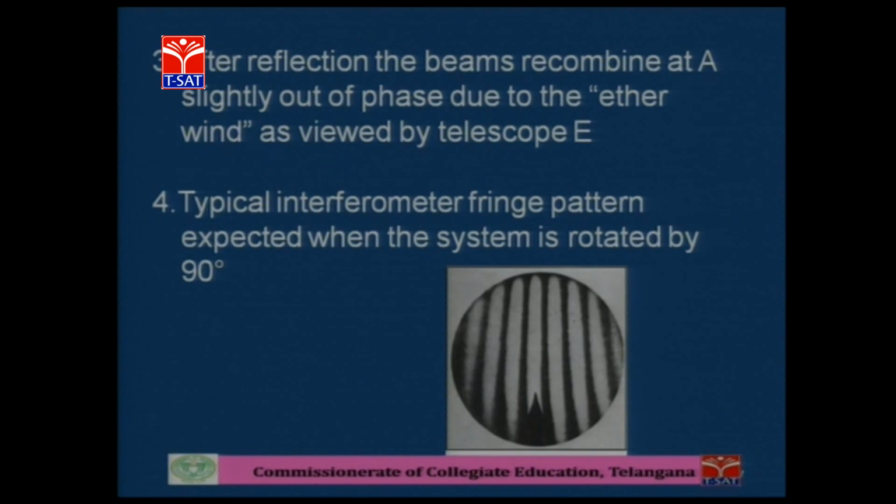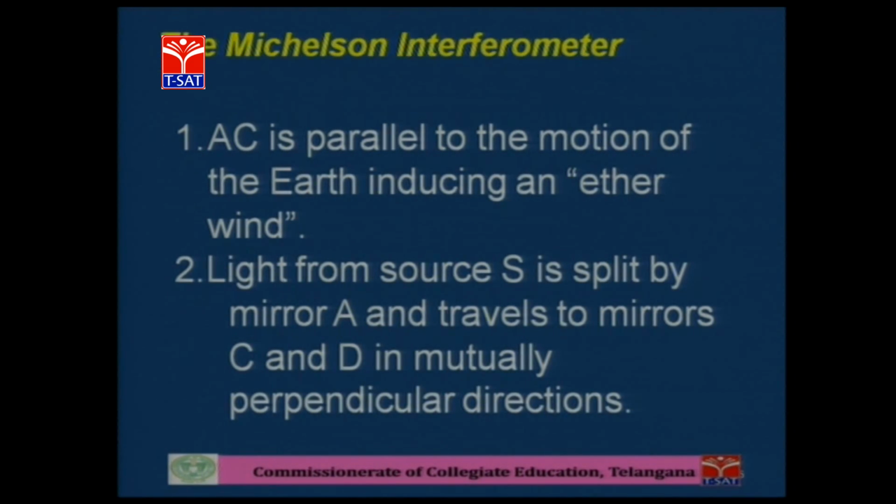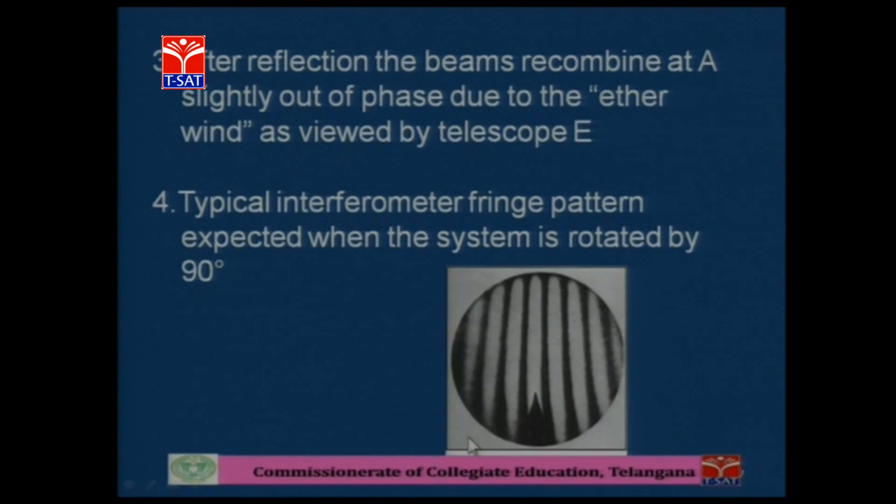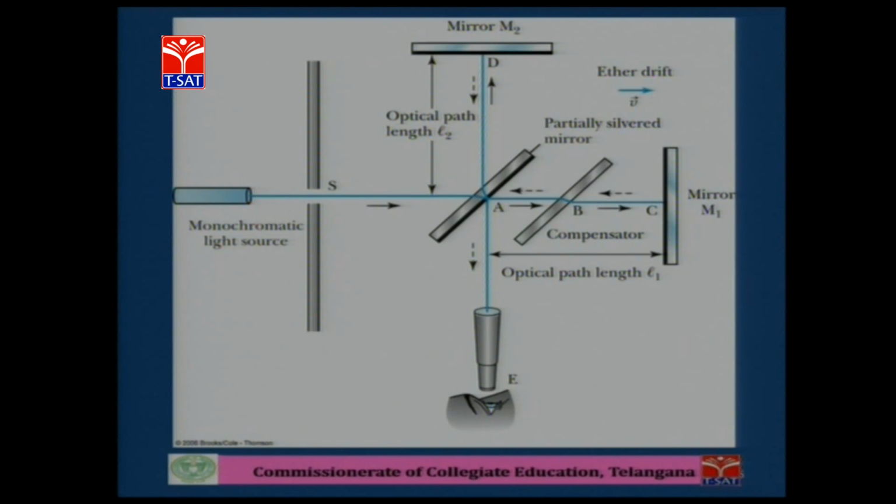Now, in the second slide we will be showing that. Here we have AC parallel to the motion of the earth during an ether wind. A light from source S is split by mirror A, that is the semi silvered glass plate A, and travels to mirrors C and D in mutually perpendicular directions. After reflection the beams recombine at A slightly out of phase due to the ether wind as viewed by the telescope E. The typical interferometer fringe pattern observed when the system is rotated by 90 degrees is given by this figure. That is the fringe pattern observed through the telescope E when the entire system is rotated by 90 degrees, so that mirror M1 becomes M2 and M2 becomes M1.